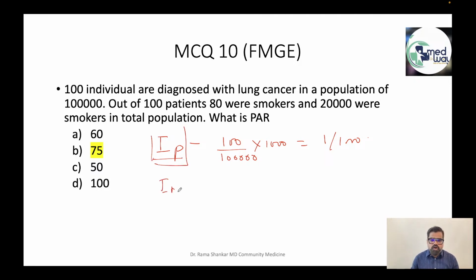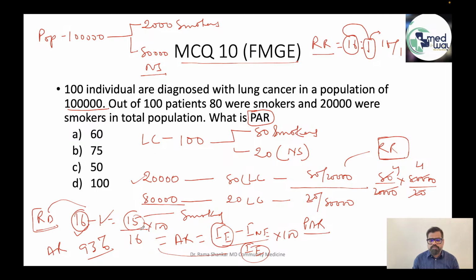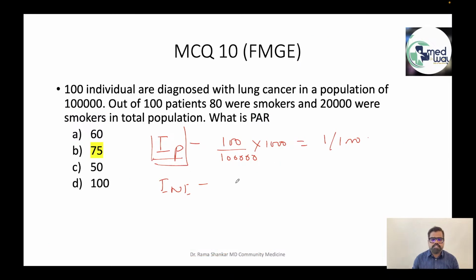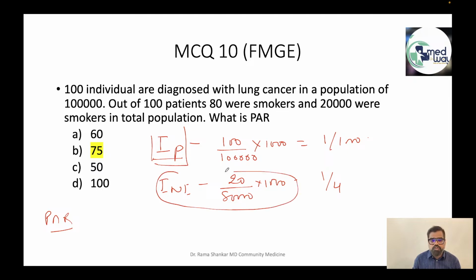Now, what is incidence in non-exposed? If you go back in the slide, incidence in non-exposed: 80,000 people were non-smokers, and 20 developed lung cancer. So it is just 20 by 80,000 into 1,000. So it is roughly around 1 by 4. So what is population attributable risk? I am saying the incidence in population is 1, incidence in non-exposed, these people were not smoking. So I have to remove this from this. So what I'll do, 1 minus 1 by 4 out of 1 into 100 when we do, which is 3 by 4, which is 75%.